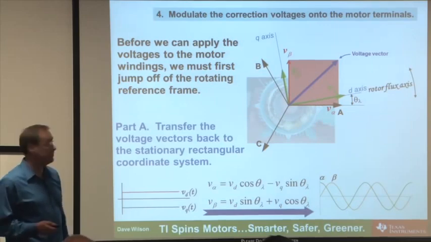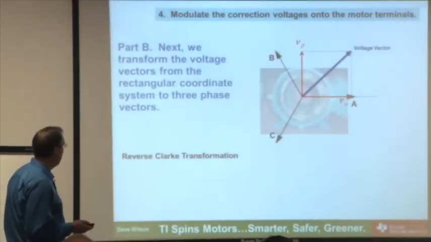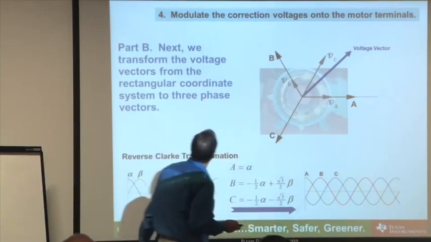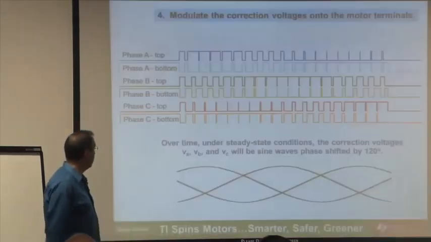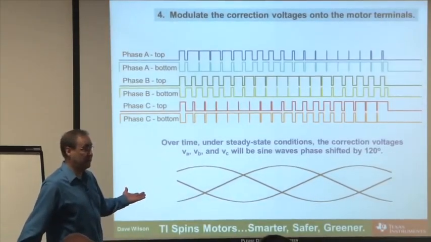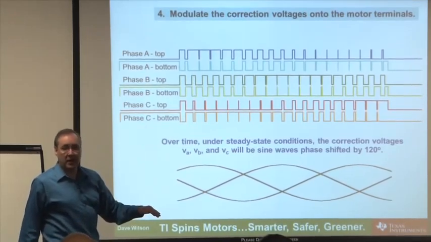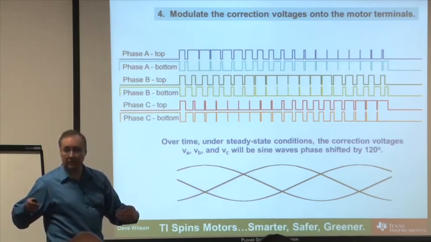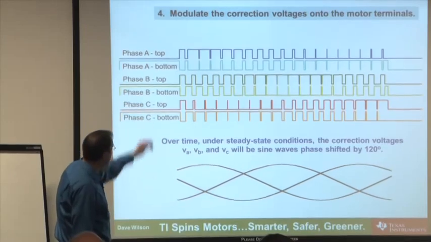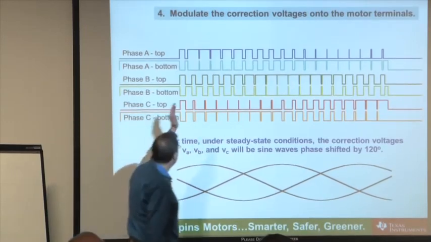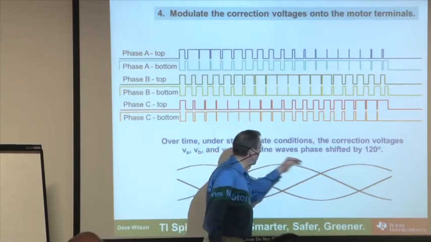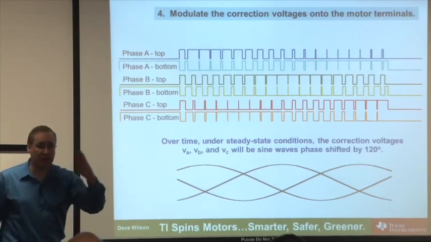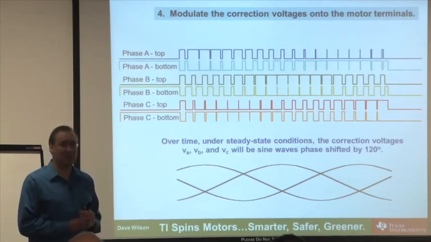Any other questions so far? Because I think we're almost done. Now that we've got our 3 voltages, step number 4 is to modulate the correction voltages onto the motor terminals. That's just dropping them into the PWM register, whatever values we calculated, scaled appropriately to the PWM range of 0 to 1. Over time, these PWM values will generate sinusoidal voltages to control the currents to be sinusoidal and perfectly in phase with the rotor flux.